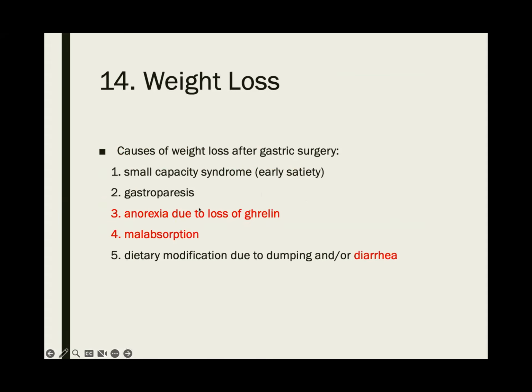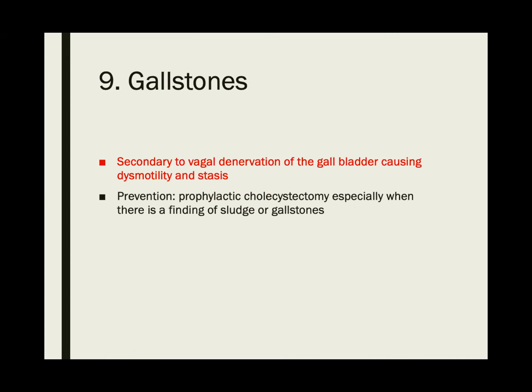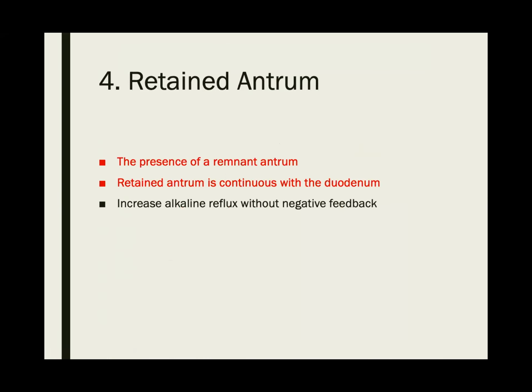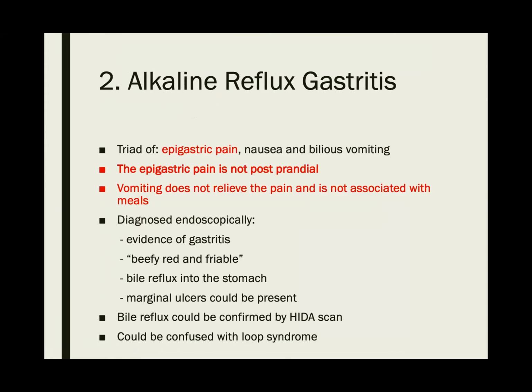It is related to early satiety or the gastroparesis, either due to the antral part remnant or the vagotomy, okay. Anorexia due to loss of ghrelin hormone, which is responsible for hunger. Malabsorption, dietary modification due to dumping or diarrhea, okay? So that's it. You just have to take the concepts of the loop syndromes and dumping. After that, everything makes sense.